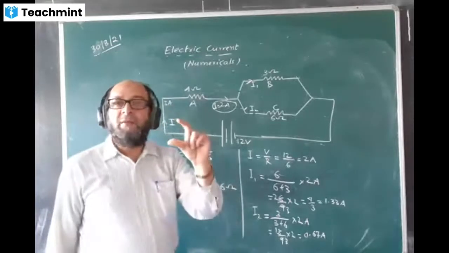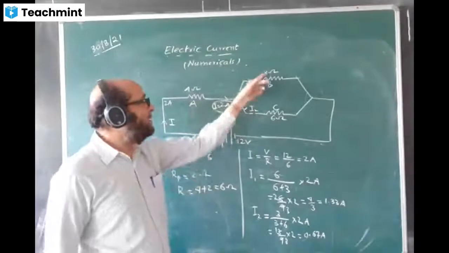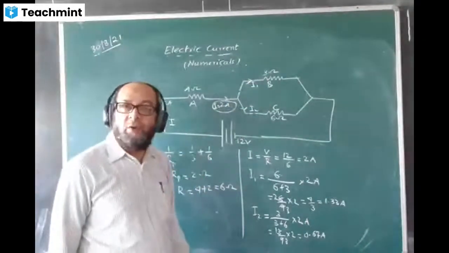After knowing one answer, we can find the second answer by the subtraction method. We know the total is this much, so this minus this, I'll get the second answer. That is also a way of doing it.